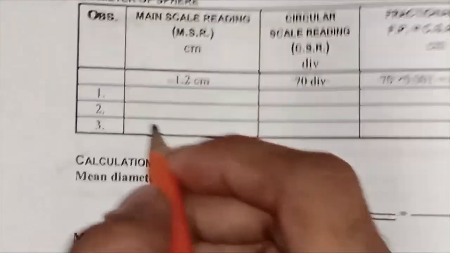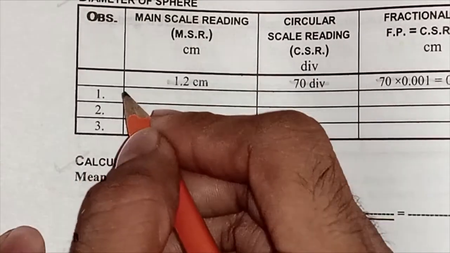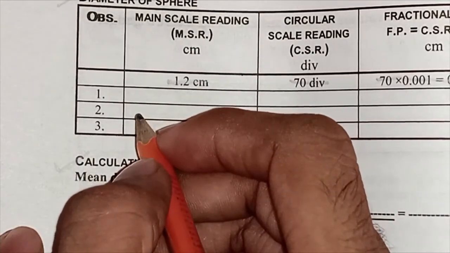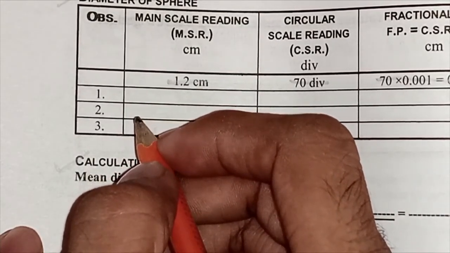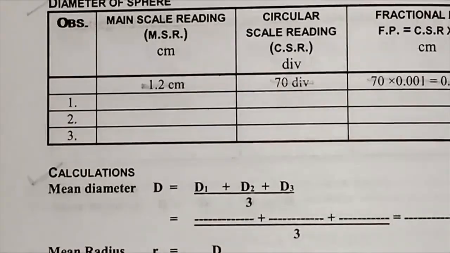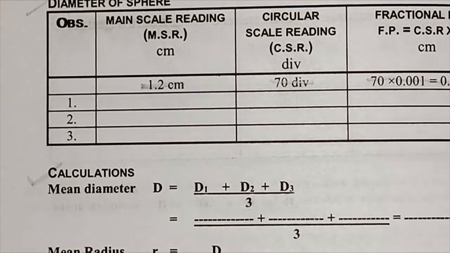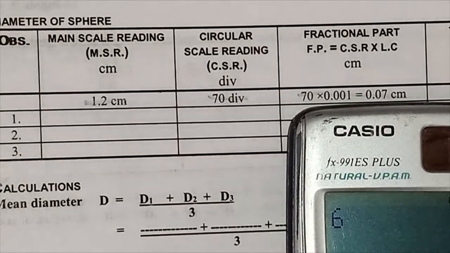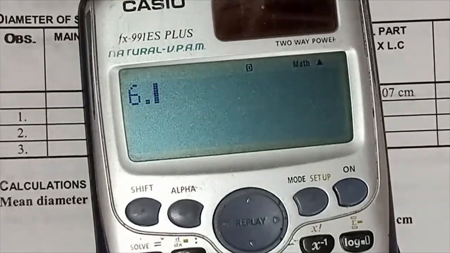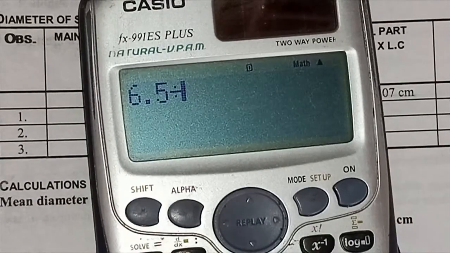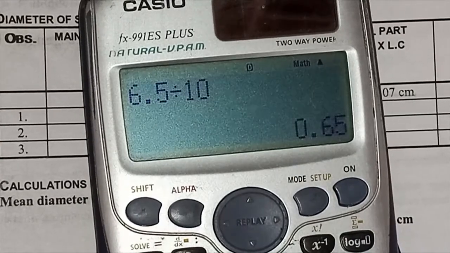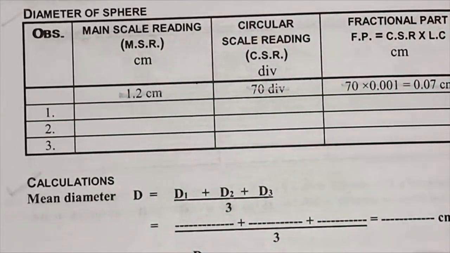Should I note 6.5? In which unit? I think your answer is no. You mean to say that 6.5 is in millimeter. Therefore I have to convert it into centimeter. So I am trying to convert 6.5 into centimeter. What will I do? 6.5 divided by 10 is equal to 0.65. So here I am noting 0.65.